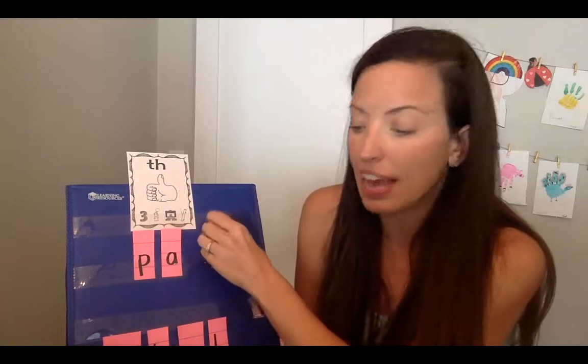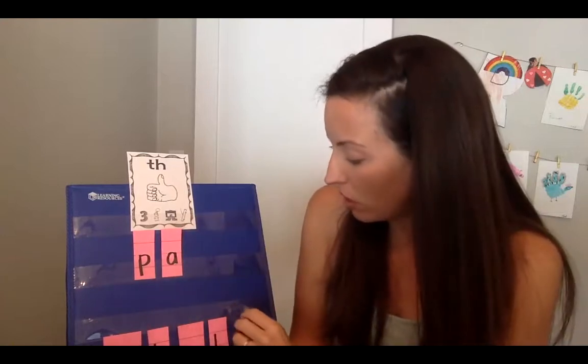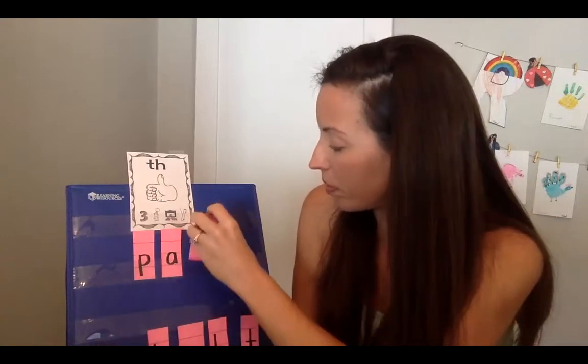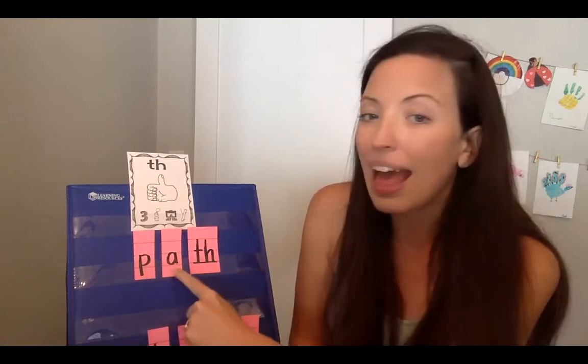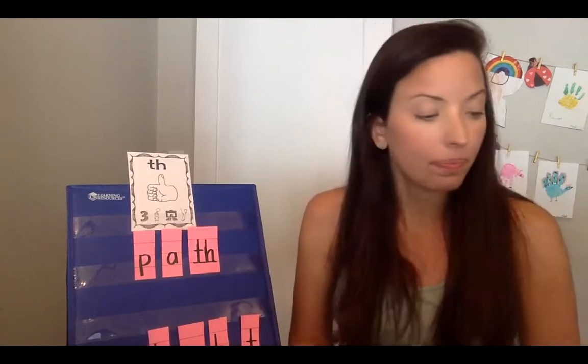Now we're going to practice putting the TH digraph at the end of the word. So remember, TH makes the sound, th. So we have p, a, th. What's the word? Path. Like I walked along the path to get to the park.